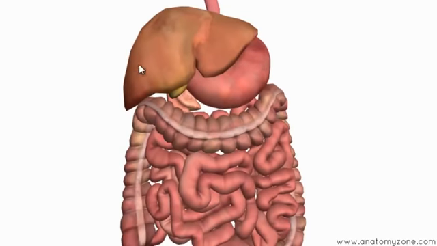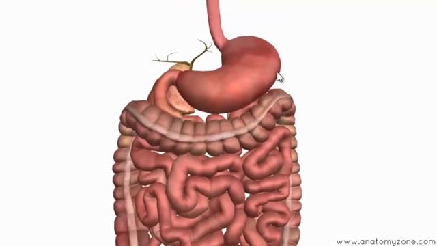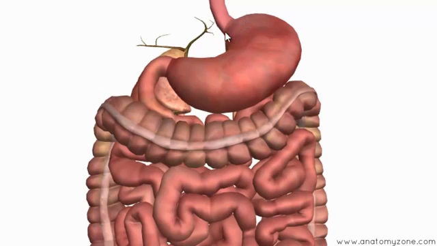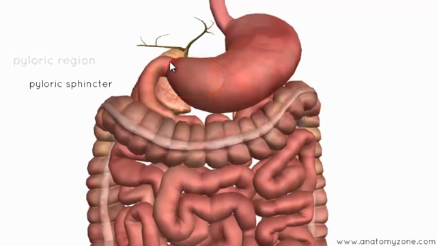You can see that the liver has these two parts. The left part of the liver, called the left lobe, lies in front of the stomach. And then to the left of the stomach you've got the spleen, which isn't a digestive organ, it's part of the lymphoid system. The proximal end of the stomach is called the cardiac region, and then at the distal end you've got the pyloric region, and another sphincter at the end of the stomach called the pyloric sphincter.